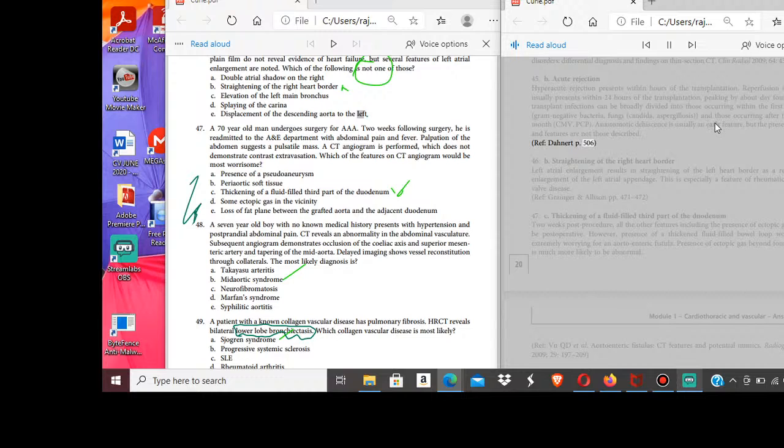Ref. Dähnert, page 506. 46. B. Straightening of the right heart border. Left atrial enlargement results in straightening of the left heart border as a result of enlargement of the left atrial appendage. This is especially a feature of rheumatic mitral valve disease. Ref. Grainger and Allison, pages 71 to 72. 47. C.